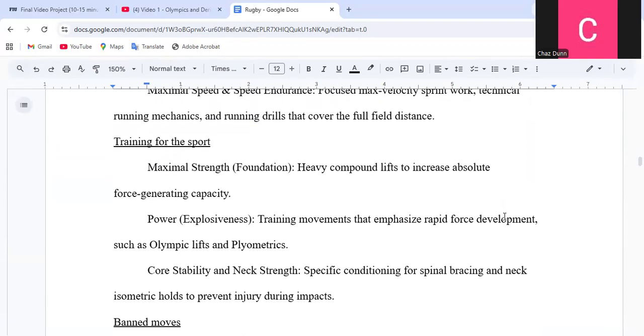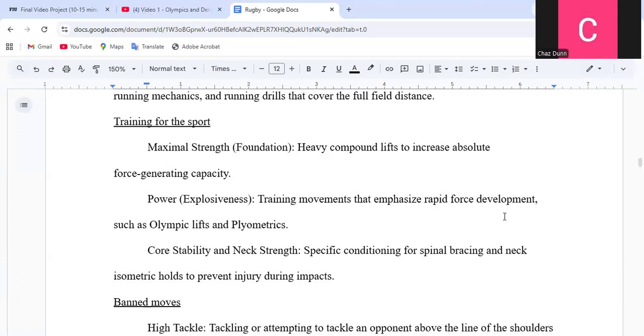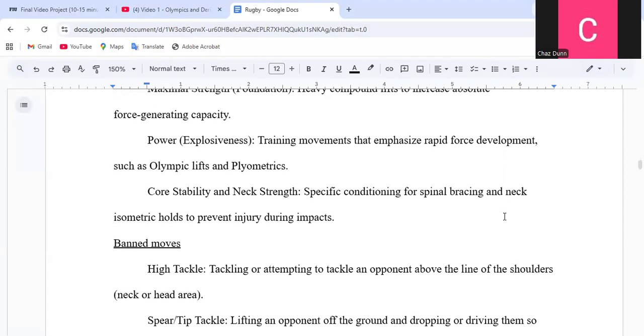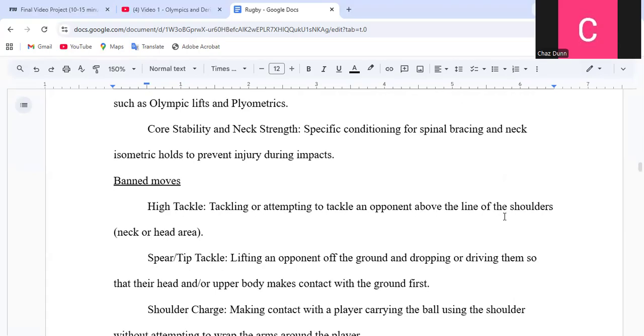So in training for the sport, which we touched on a little bit earlier, you're going to focus on maximal strength, that is heavy compound lifts to increase absolute force generating capacity. You're also focusing on power, which is explosiveness, training movements that emphasize rapid force development, such as Olympic lifts and plyometrics. You have core stability and neck strength, specific conditioning for spinal bracing and neck isometric holds to prevent injury during impacts.